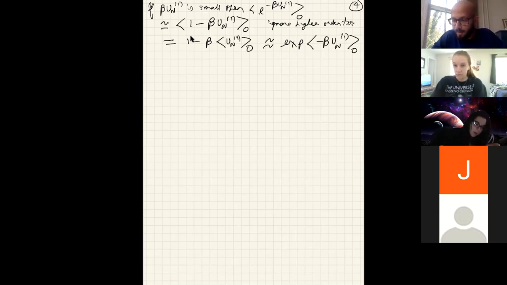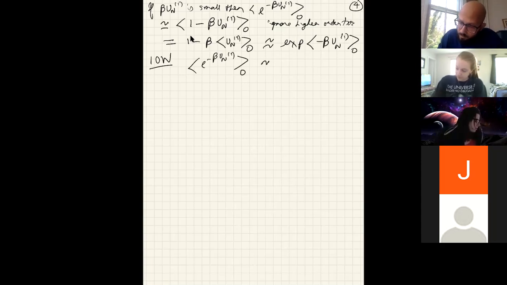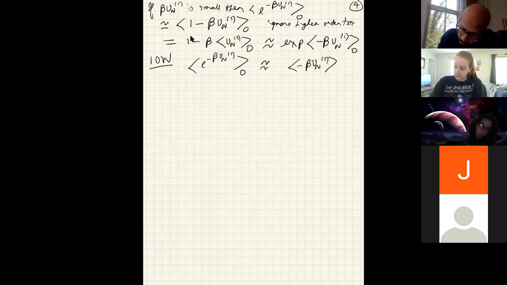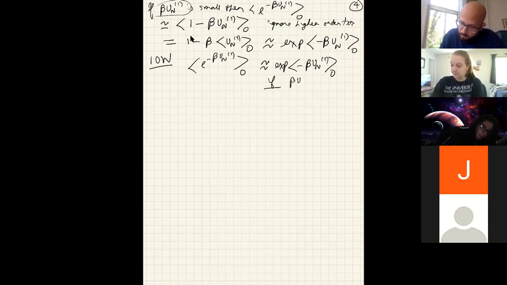So essentially what we have shown, in other words, is that calculating the average in the reference potential of e to the power minus beta un1 is approximately the same as calculating the average of minus beta un1 and then exponentiating it. This is true only if beta un1 is small. In general, it is sinful to do that. You cannot just get the exponential out of the average. You have to put the exponential inside.